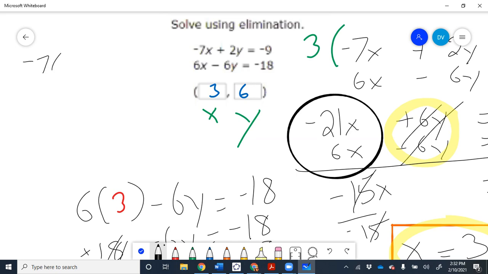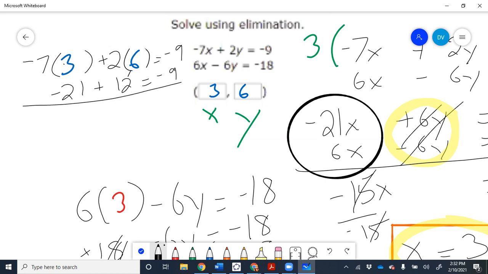I'm going to say negative 7x plus 2y equals negative 9. That's x and that's y, right? I'm going to erase the x and put a 3. I'm going to erase the y and put a 6. Isn't that going to give me negative 21 and positive 12? And doesn't that equal negative 9? Yes, it does. Okay, but don't just check the first equation. If you're going to check it, check both of them.